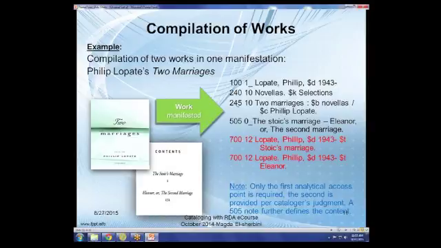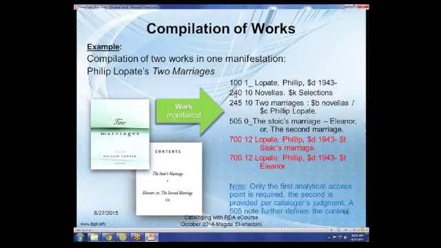We have field 245, which contains the cover title of the book, Two Marriages, Novellas by Philip Lopate. This is fine. However, we also have field 240, which appears here, and it contains, as you'll see, novellas, subfield K selections.